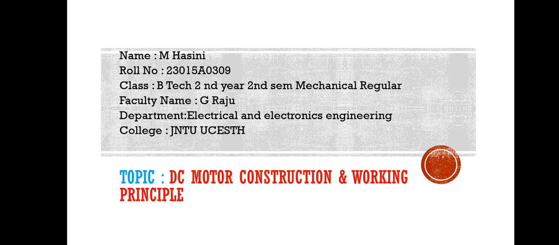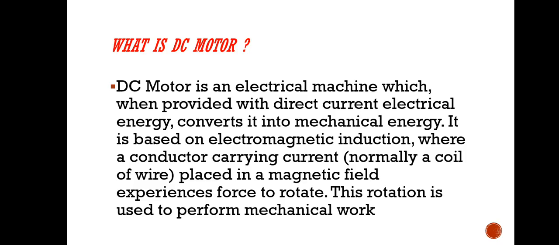Let us discuss DC motor construction and working principle. What is a DC motor? A DC motor is an electrical machine which, when provided with direct current, converts electrical energy into mechanical energy. It is based on electromagnetic induction, where a conductor carrying current placed in a magnetic field experiences a force to rotate. This rotation is used to perform mechanical work.